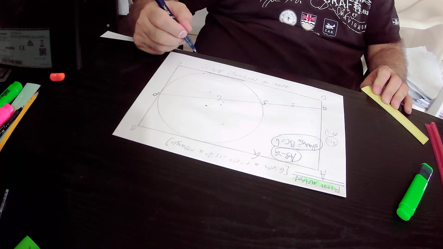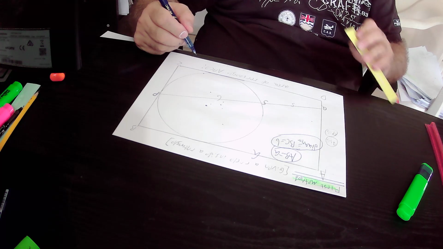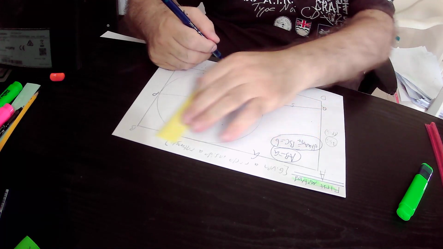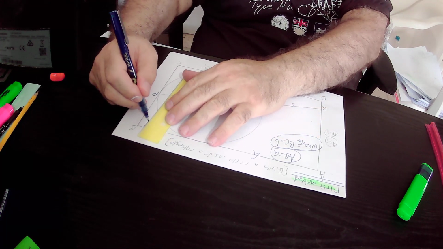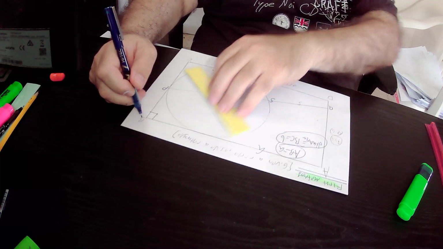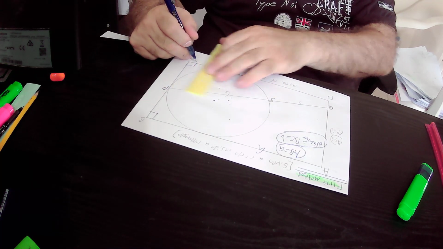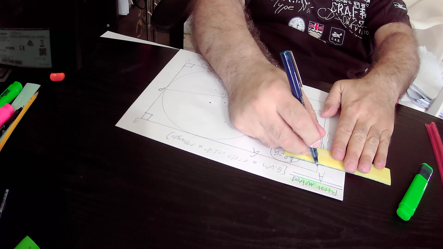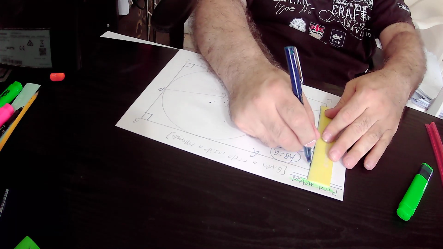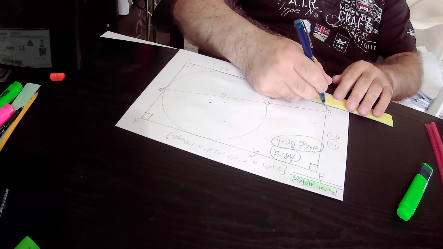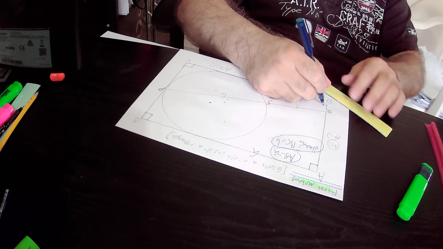We also know that all the angles inside a rectangle are right angles, so this angle equals 90 degrees, this angle equals 90 degrees, this angle equals 90 degrees, and finally this angle also equals 90 degrees.